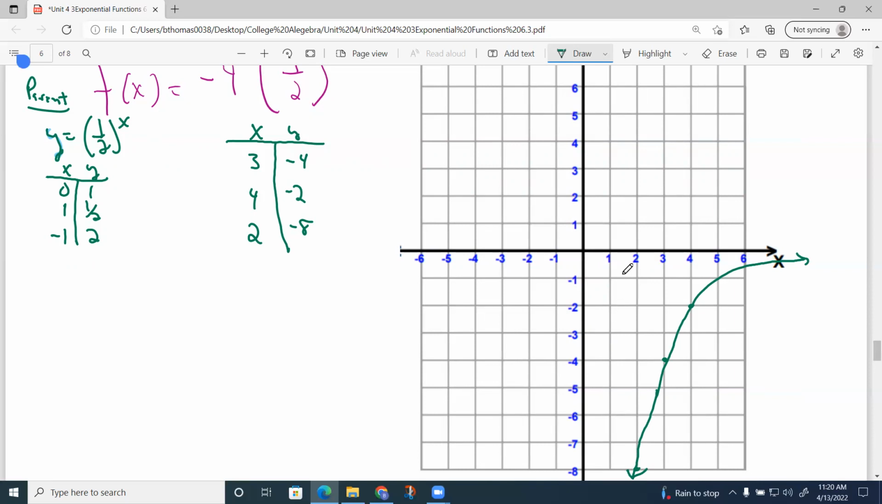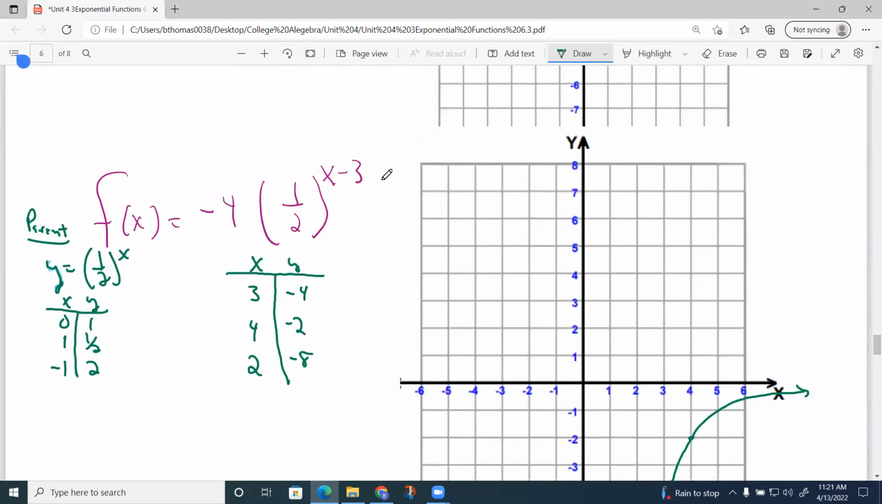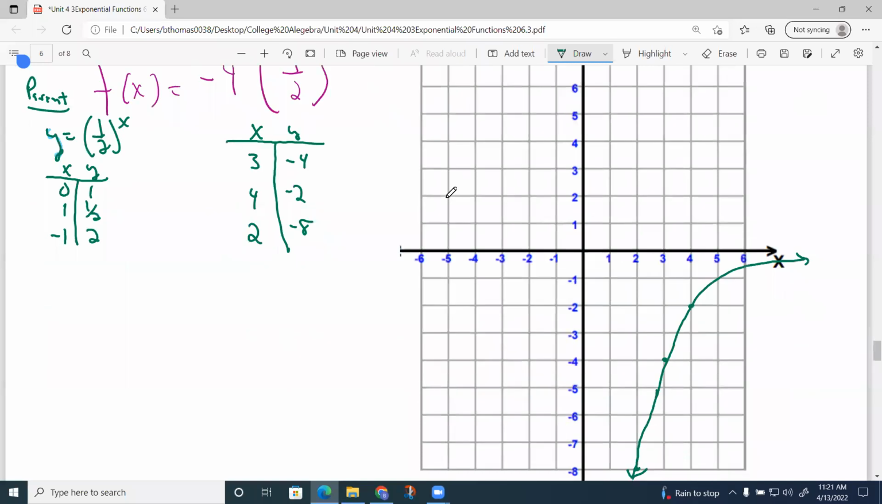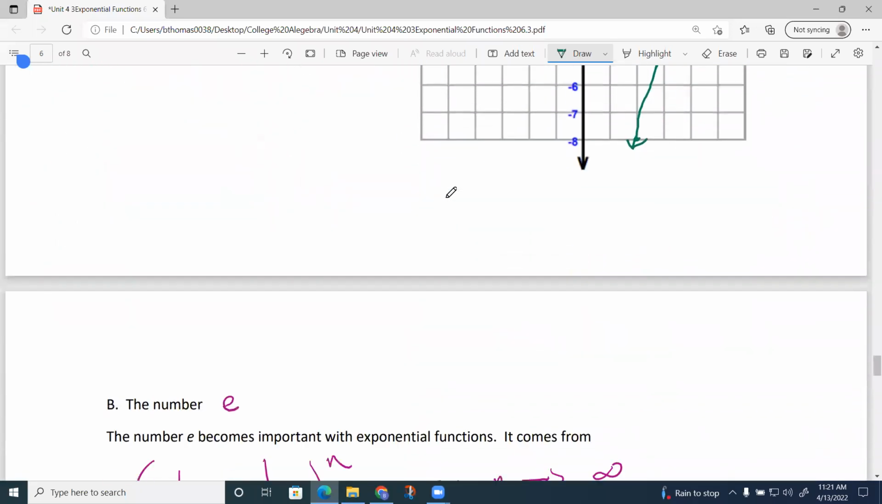So notice how that -4 made it flip across the x-axis and stretch it as well. And the 3 just made the graph move to the right 3. And that's our new graph.